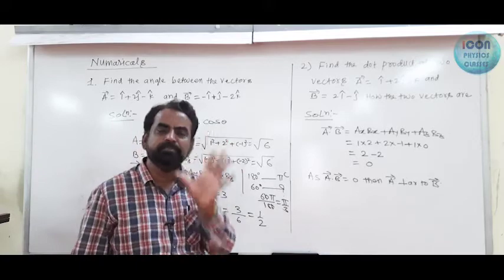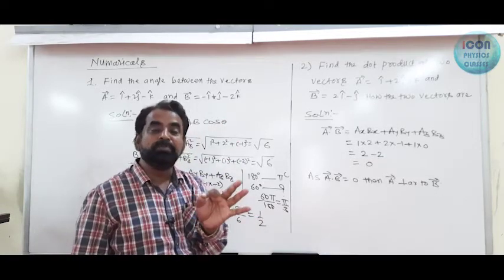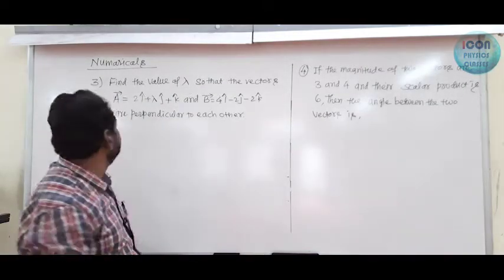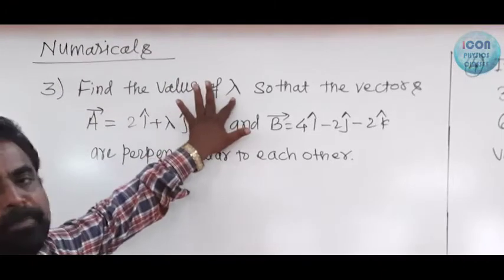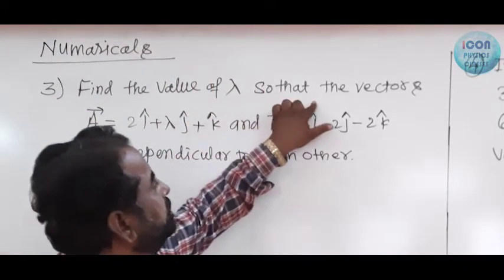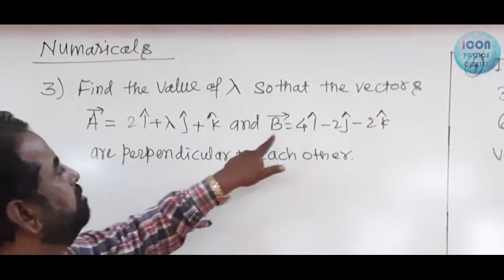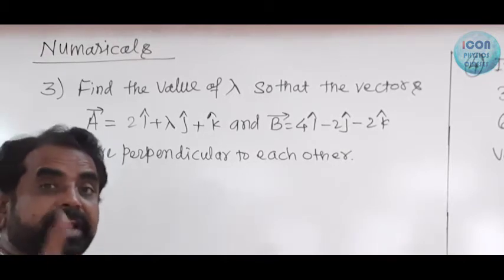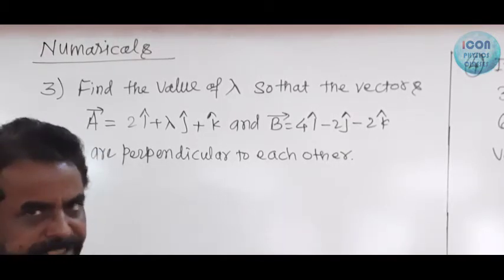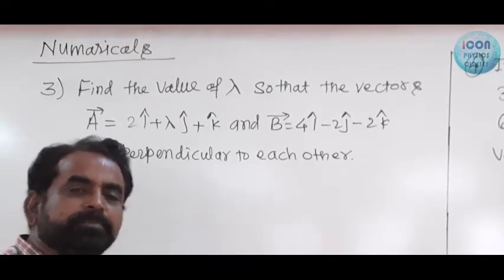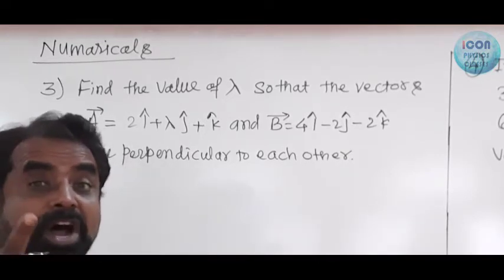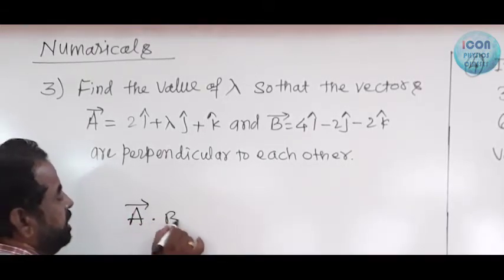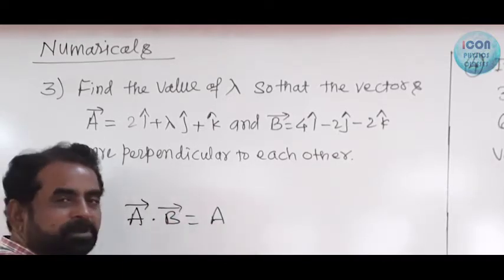The problems are very simple. Just understand the problem and try to solve it. Now the next sum: find the value of lambda so that the vectors A and B are perpendicular to each other. If two vectors are perpendicular to each other, then their dot product is 0. So you take vector A dot B is equal to, what is the formula?